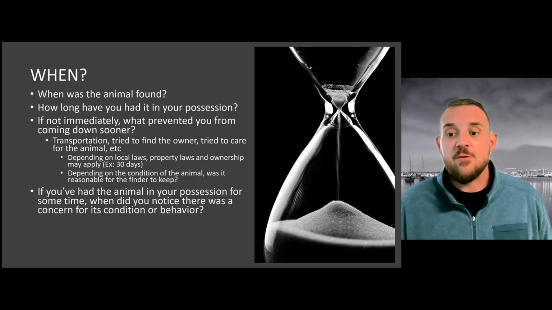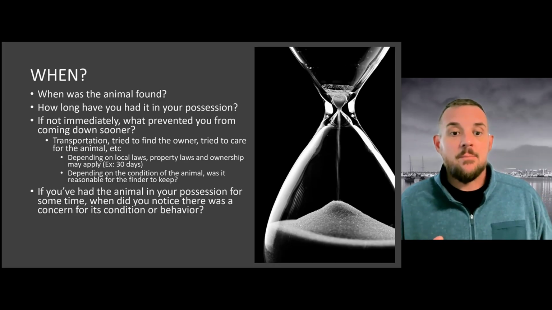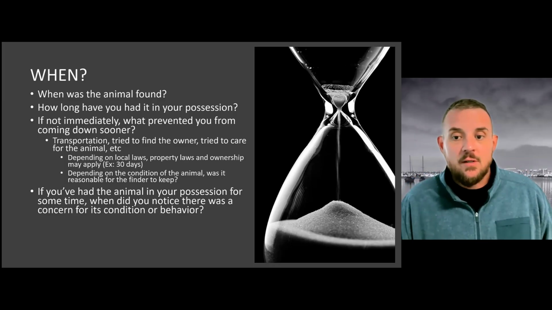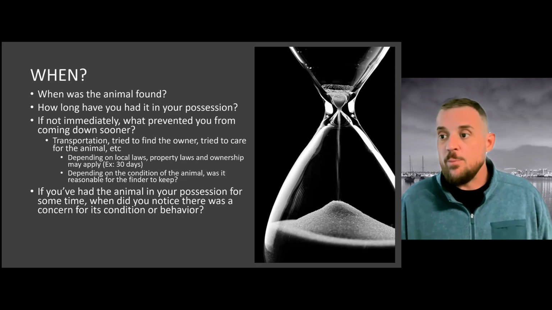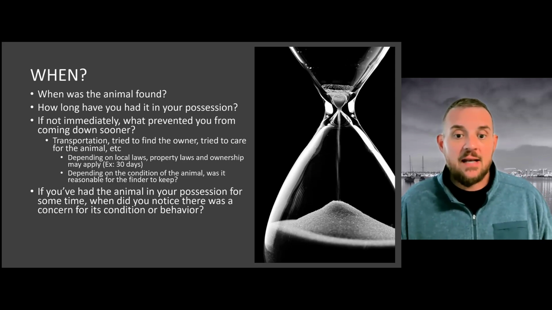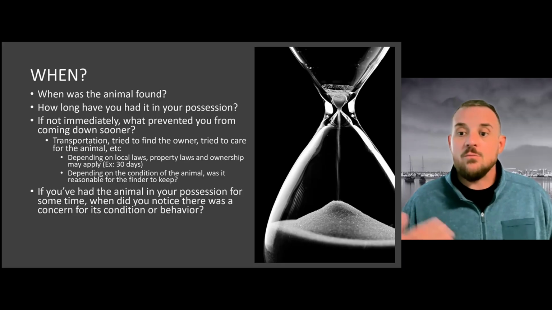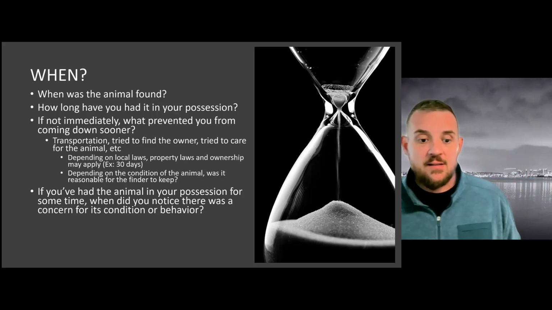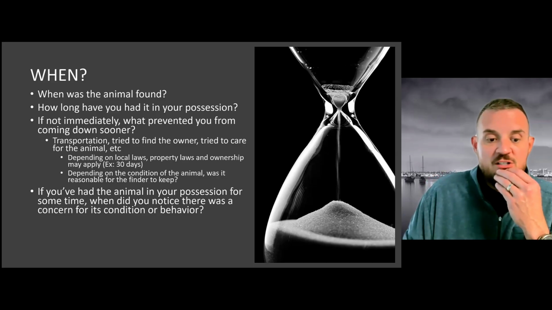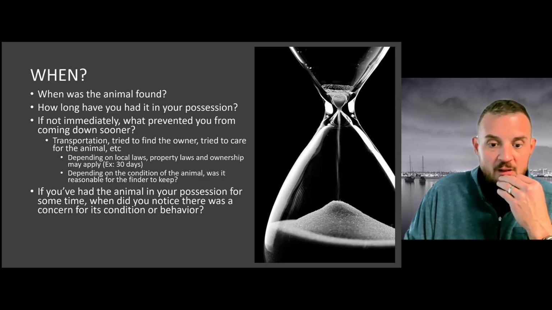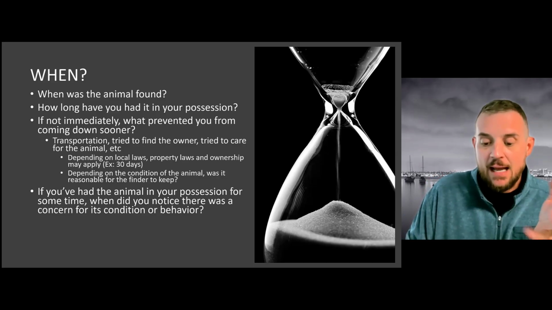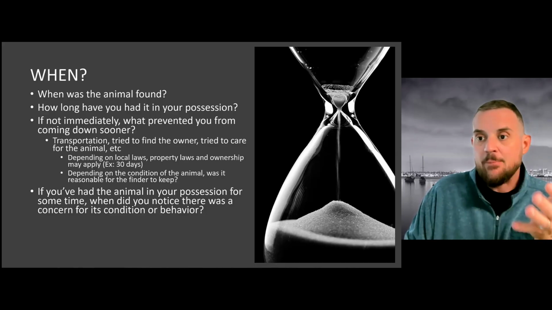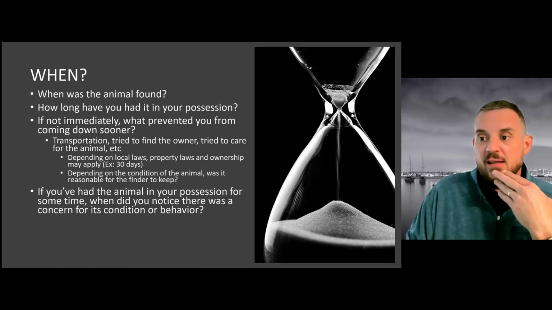If they said that they've had it for a little while, but they didn't bring it down immediately, we ask them, what prevented you from coming down sooner? Curiosity, open wonder, not accusatory. If they said they didn't come down because they wanted to find the owner, "Hey, what did you do to try and find the owner?" All those types of questions can be very, very helpful. And then if you had it for some time, when did you notice this condition or behavior? That way you can identify whether the condition happened while they actually had the animal.